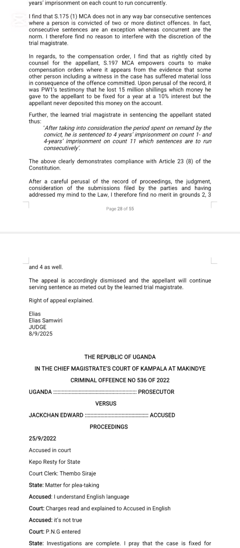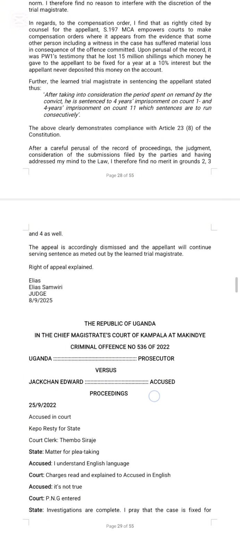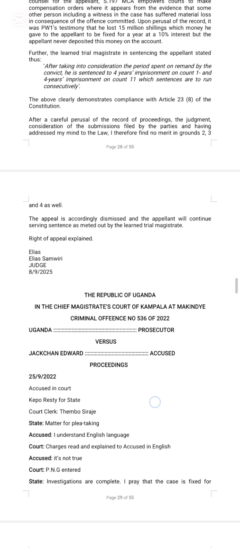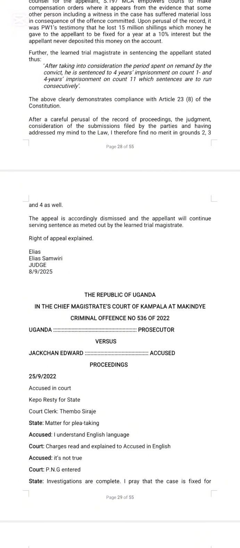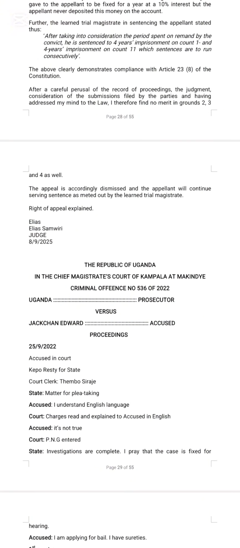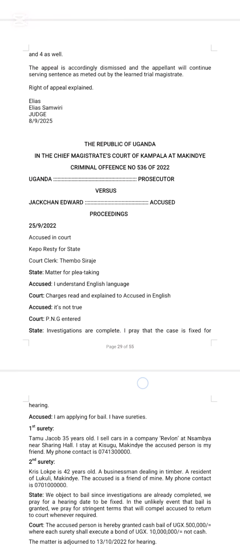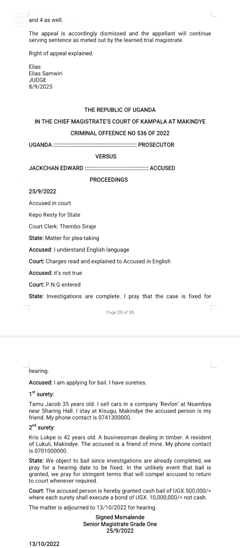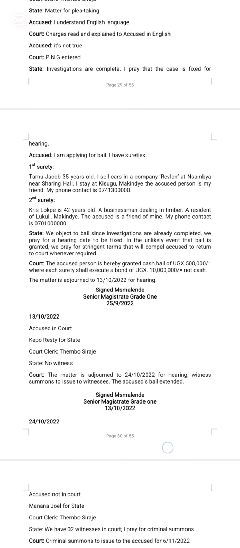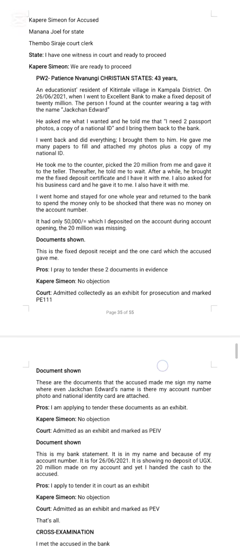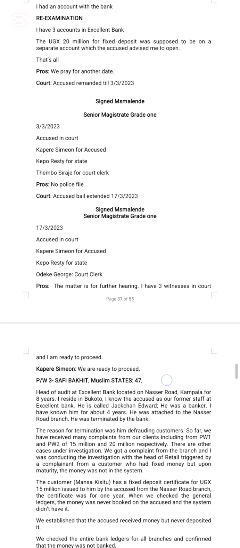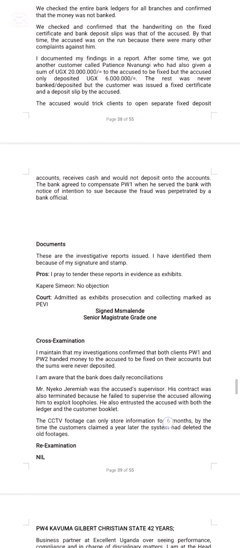After careful perusal of the record of proceedings, the judgment, considerations of the submissions filed by the parties, and having addressed my mind to the law, I therefore find no merit in grounds 2, 3, and 4 as well. The appeal is accordingly dismissed, and the appellant will continue serving sentence as meted out by the trial magistrate. Right of appeal explained. So from there we have the proceedings from the Chief Magistrate's Courts, how they transpired in the Chief Magistrate's Courts. This is not much of importance since we are looking at second appeals.